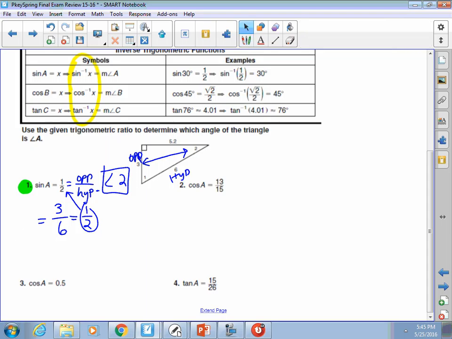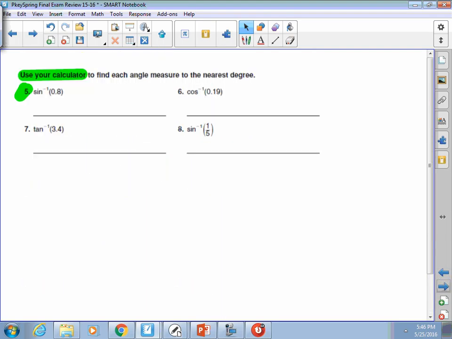Now, this is just checking to make sure you understand your trig ratios, because you got to know how to do them to set up your problems when we deal with word problems. And this one, use your calculator. You're going to have one that's just straight using your calculator.